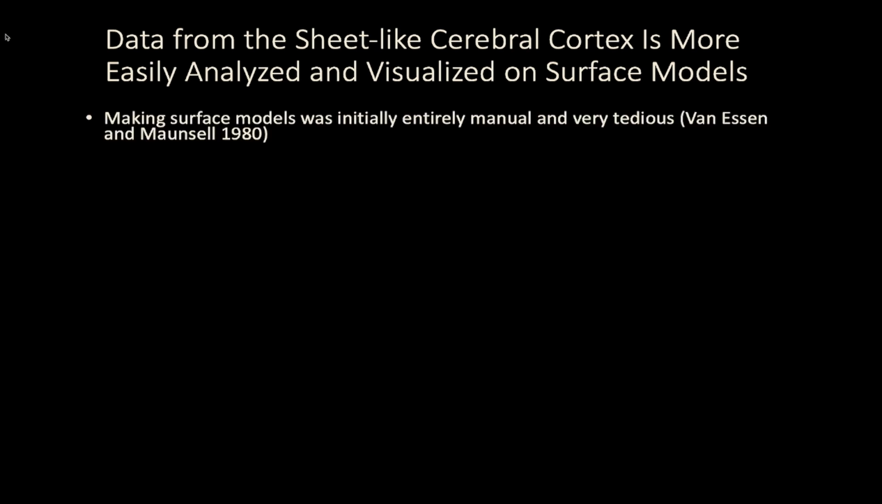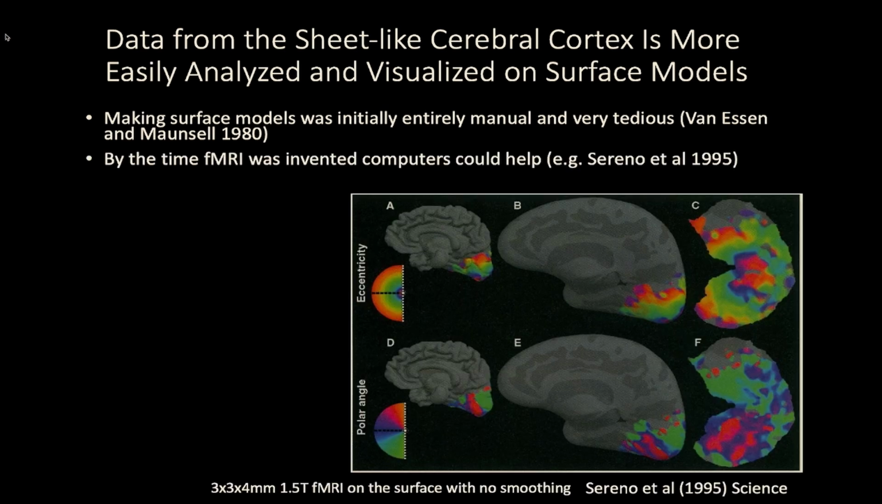Data from the sheet-like cerebral cortex is more easily analyzed and visualized on surface models. This idea first got its start around 1980 when David Van Essen and his student John Mansell were working on it. And by the time fMRI was invented, computers could actually help us make surface models. So the initial thing in the 1980s was a pen and paper drawing, but by the time fMRI came around, we could start projecting fMRI onto the surface.